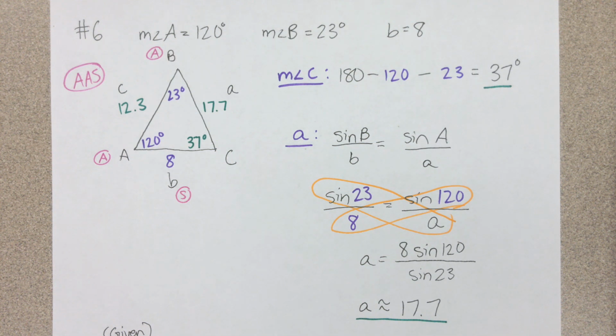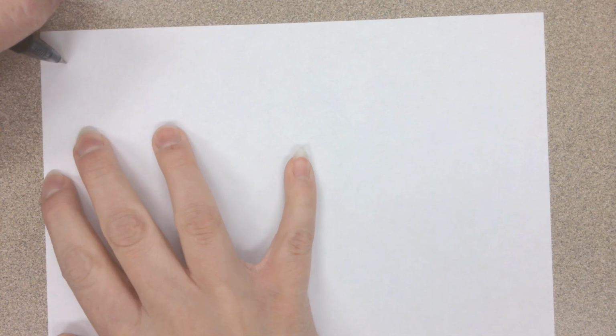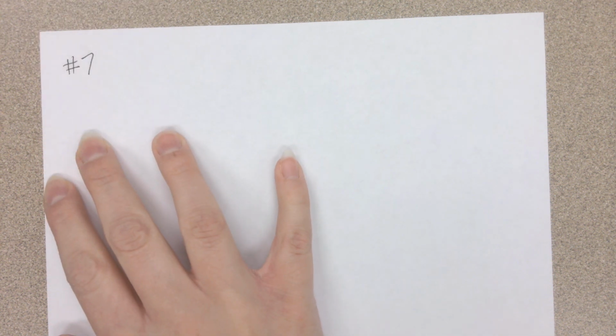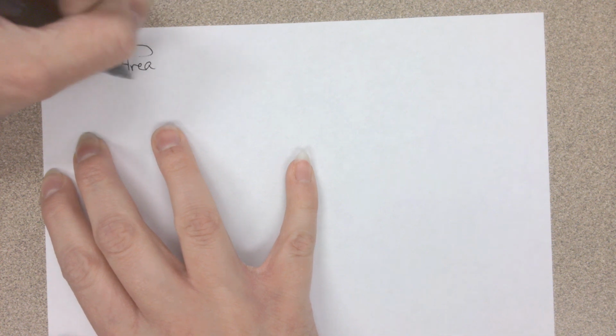Okay, that was the last solving problem, so we can be happy about that. Full solve. On some of the areas, we'll have to solve a little bit, but not nearly as much. Okay, area. Can actually fit some of these on the same piece of paper. Number 7. This time we are finding area. Let me clarify that.